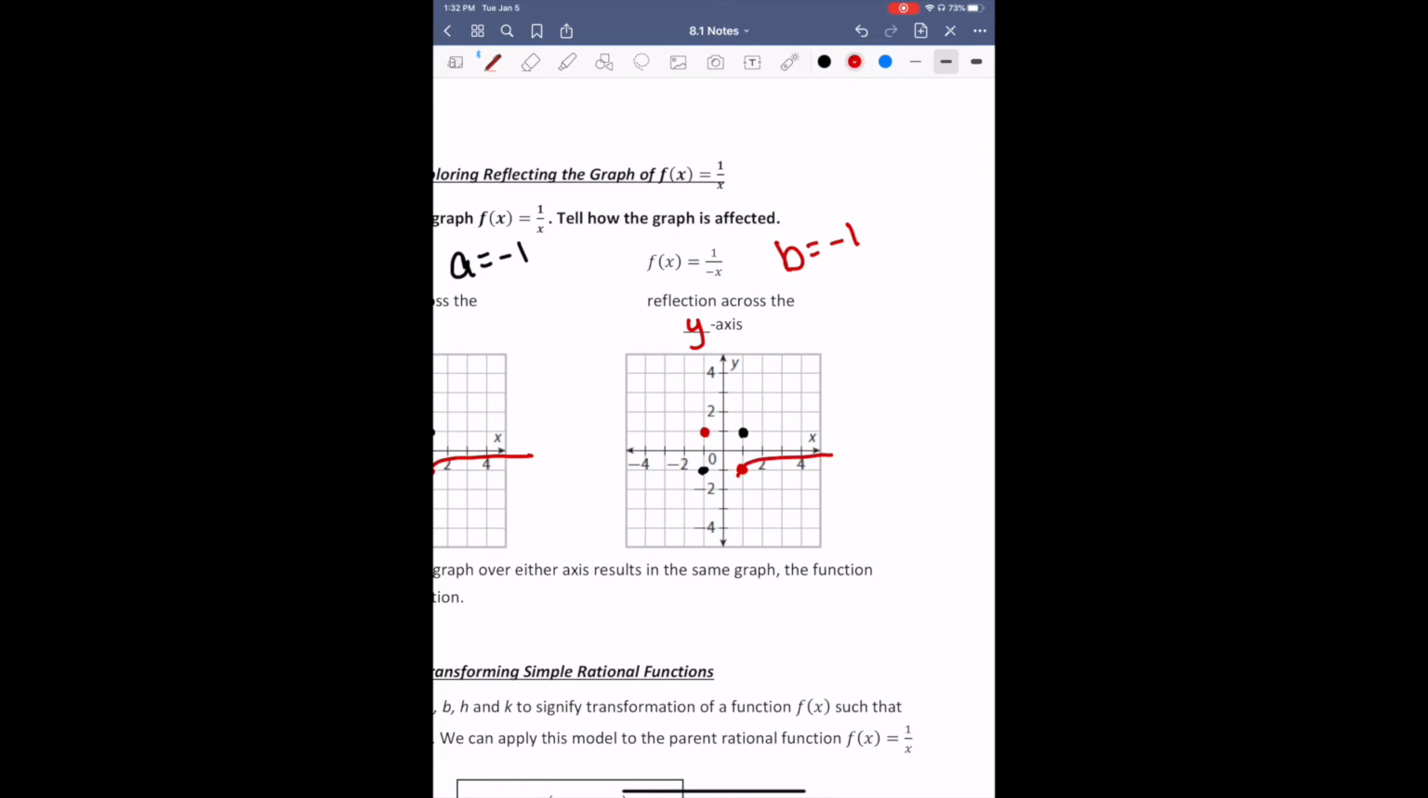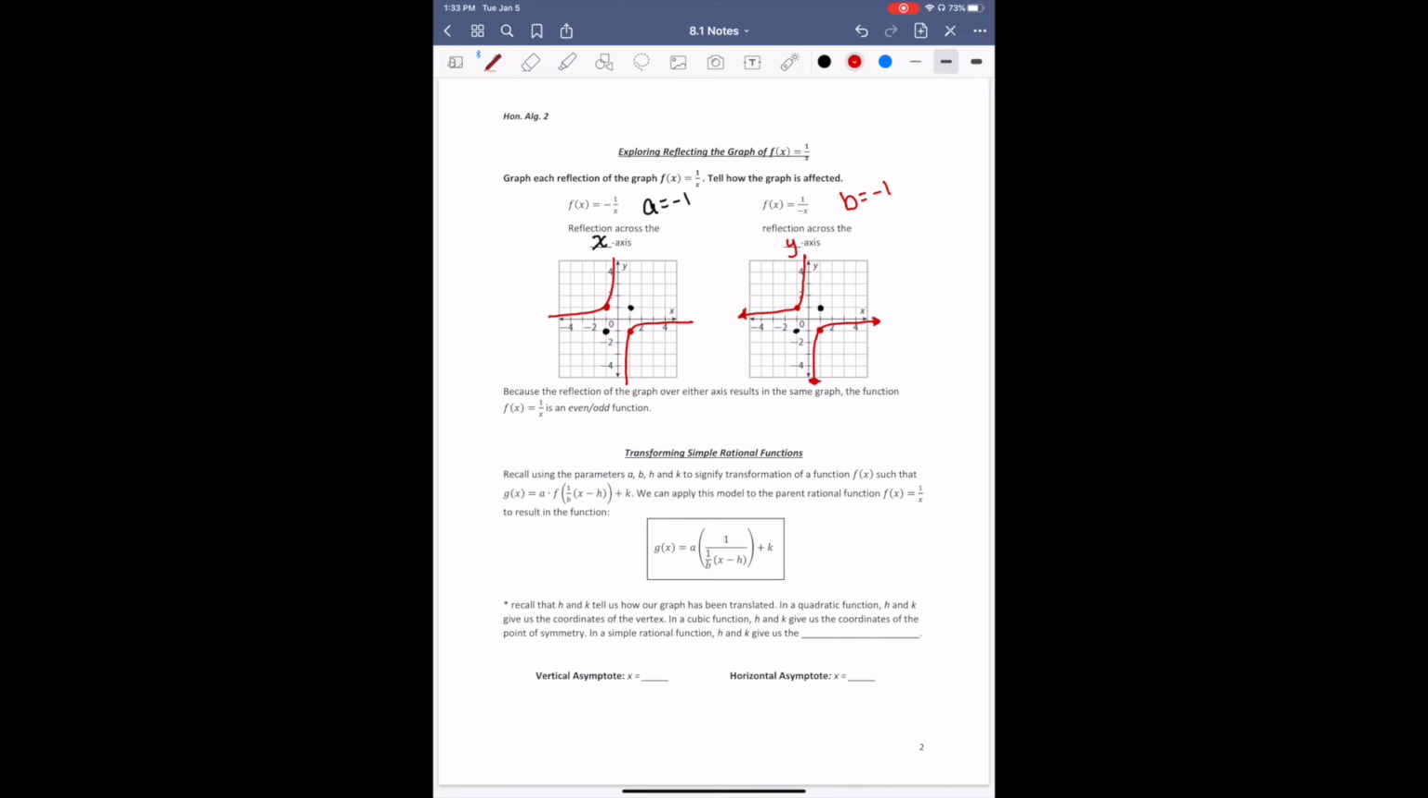So you can see reflection over the y-axis takes my graph to quadrants 2 and 4, just like a reflection over the x-axis did. Okay? Because the reflection of the graph over either axis results in the same graph, the function f of x equals 1 over x is an odd function.